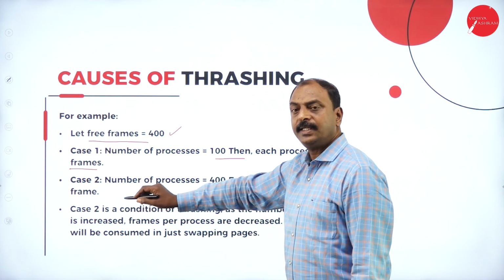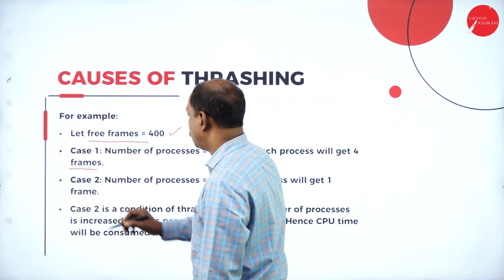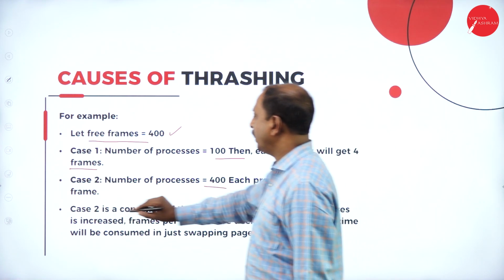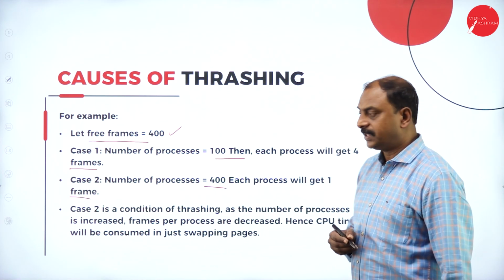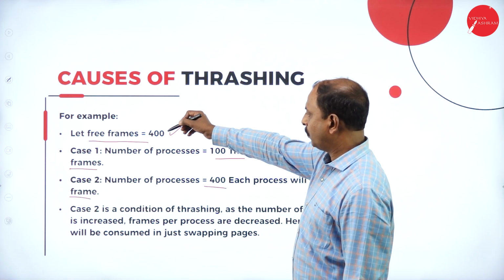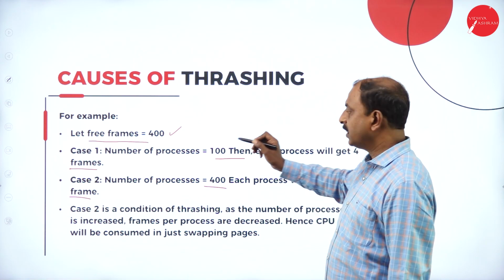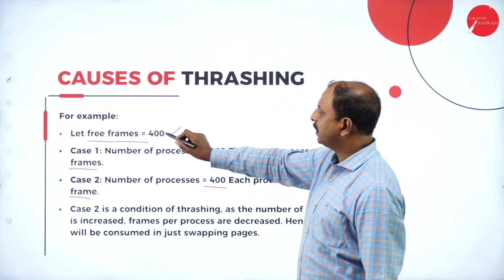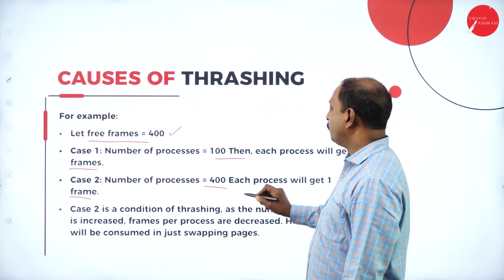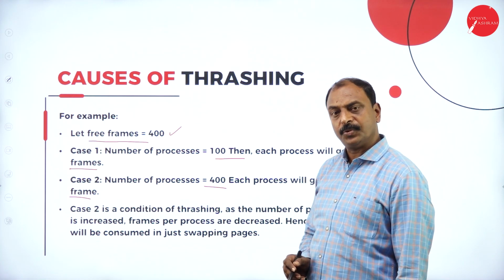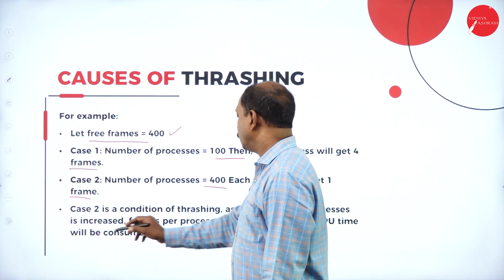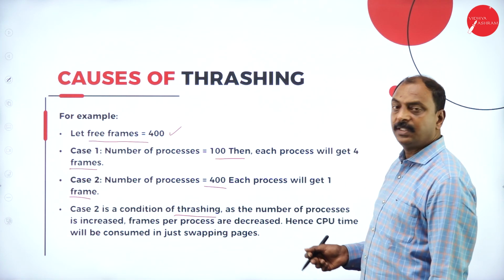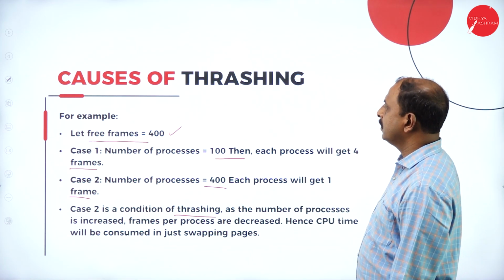Now take the second example, case 2. Here, the number of processes is 400, and each process will get only 1 frame. In the first case the number of frames is more and the number of processes is less, but here the number of processes is 400 and the number of frames is 400. Obviously, each process will get 1 frame for processing. Case 2 is a condition of thrashing. This is one of the reasons for thrashing.